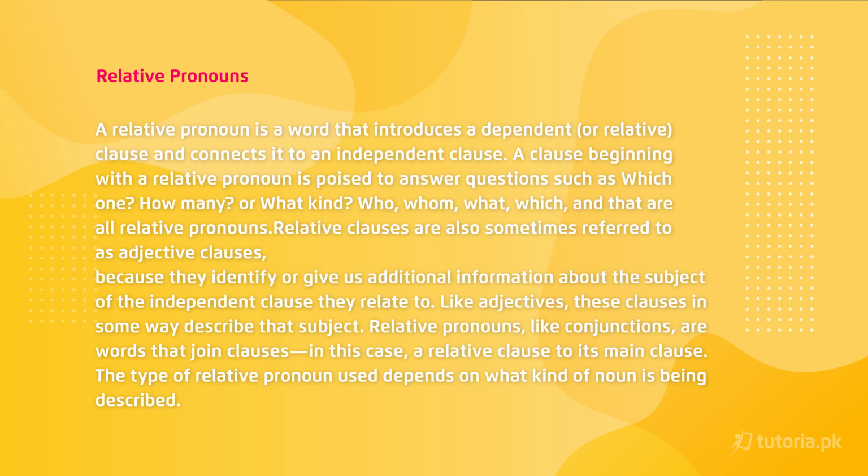So the words we use for WH questions, interrogative words, are the same ones we have as relative pronouns. Relative clauses are also sometimes referred to as adjective clauses because they identify or give us additional information about the subject of the independent clause they relate to. Like adjectives, these clauses in some way describe that subject. Relative pronouns, like conjunctions, are words that join clauses, in this case a relative clause to its main clause. The type of relative pronoun used depends on what kind of noun is being described. So this will become clearer when we do the exercise.